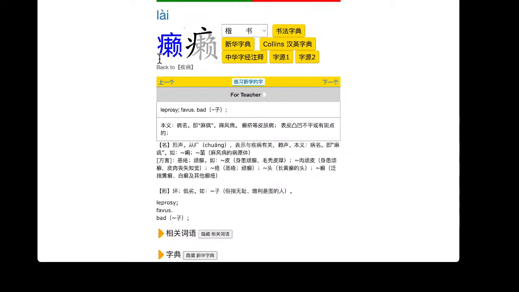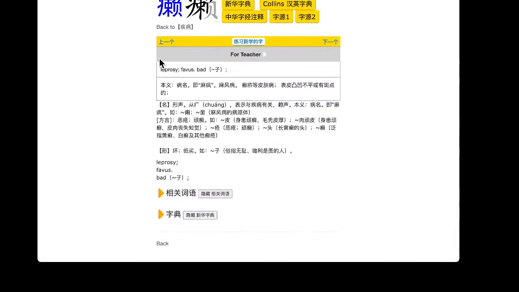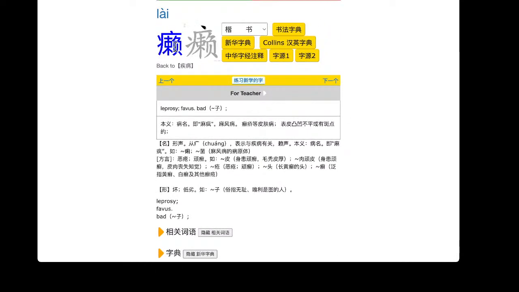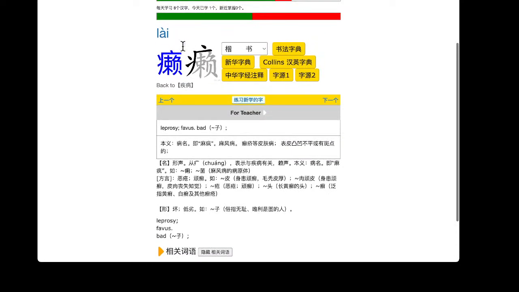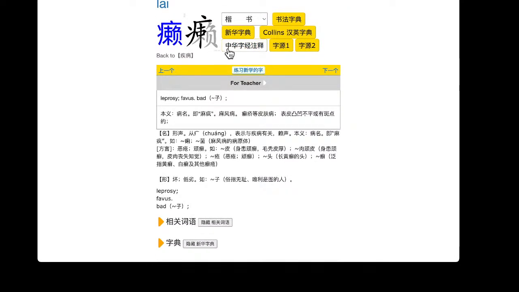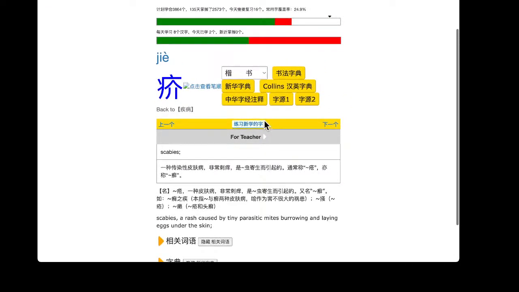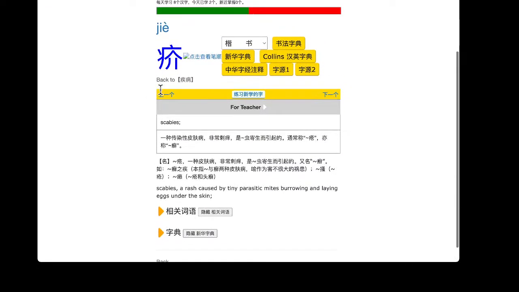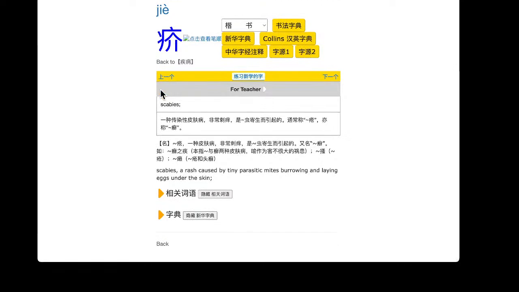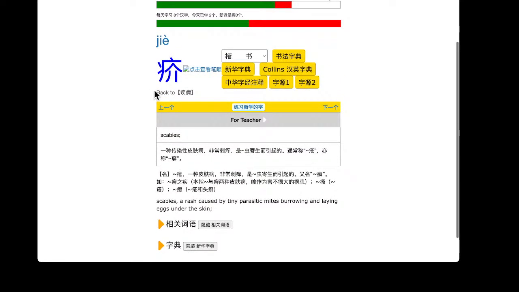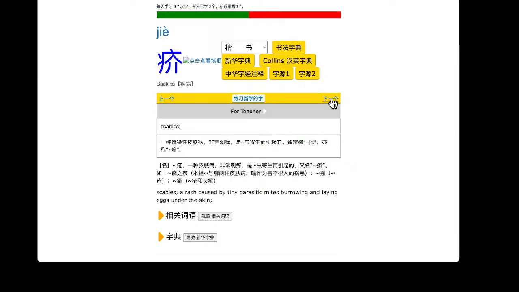And also you can refer to a bad person as Laizi. Of course, if you're using the word for a nasty disease to refer to a person, it's not going to be a good person. Secondly, Jie, another skin disease, scabies, little parasitic mites that burrow into skin and lay eggs, and then the eggs cause a rash. We don't have pictures of these because they're quite gruesome, but yes, these are skin diseases.